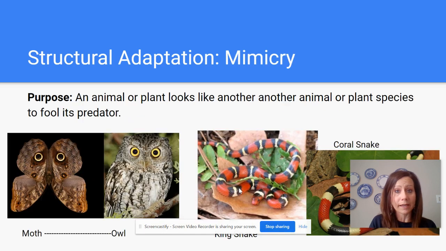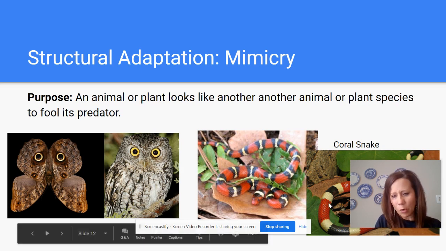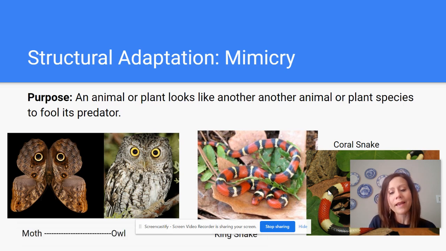That's a structural adaptation. Another structural adaptation that's quite interesting, I think, is mimicry. So you can see the coral snake right here, and you can see how similar it is to the king snake. The coral snake and king snake mimic each other. The only difference is a little bit of the order of the colors. The coral snake, however, is very venomous and dangerous, whereas the king snake is not harmful at all.